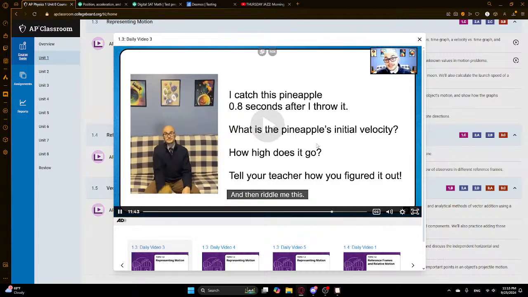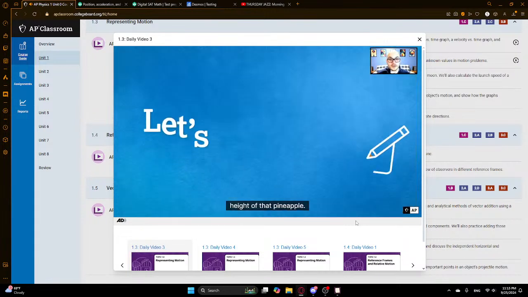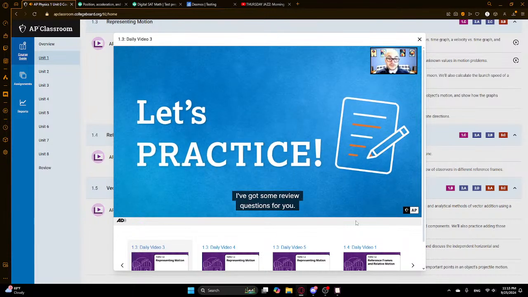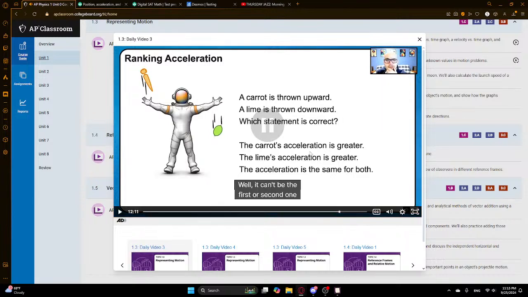I'm dead. Here's one for you to try. Teachers out there, ask your students this question. See if they can calculate the launch velocity and maximum height of that pineapple. All right, I've got some review questions for you. A carrot is thrown upward, a lime is thrown downward. Which statement is correct? Well, take a look at the statements. I'll wait.